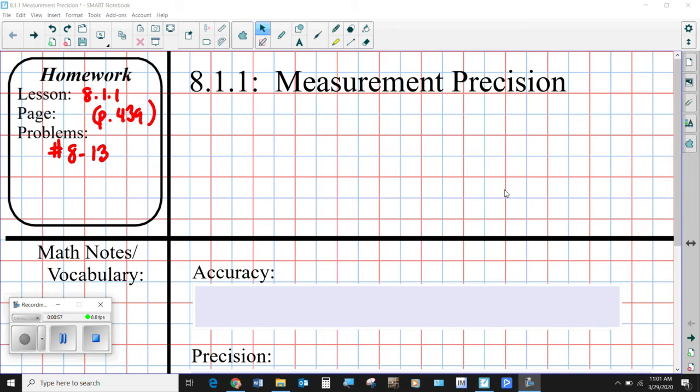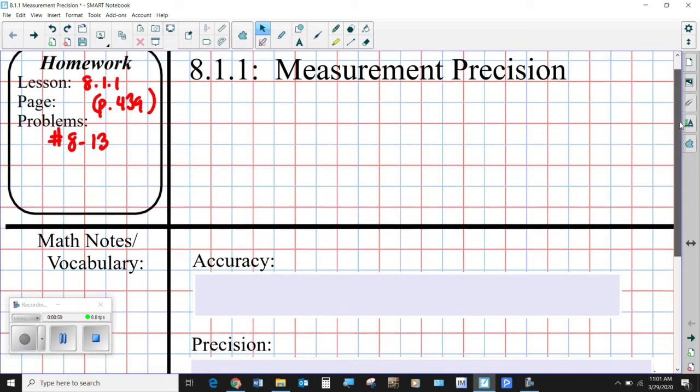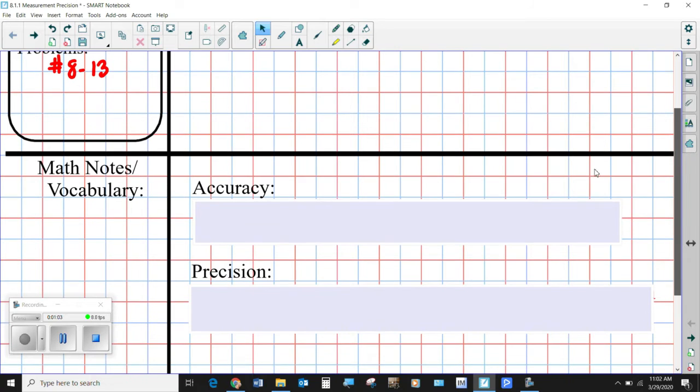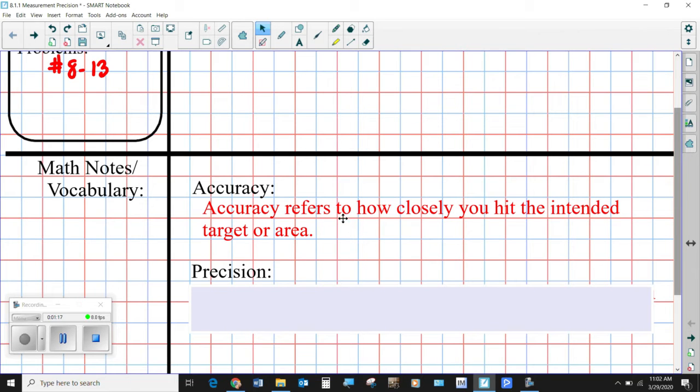There are 2 terms that I want you to focus on right now. They seem to be synonymous with each other. A lot of times people use these terms interchangeably, but there's a subtle difference in the meanings of these 2 terms, accuracy and precision. Let's start with the term accuracy. The definition of accuracy is how closely you hit an intended target or area.